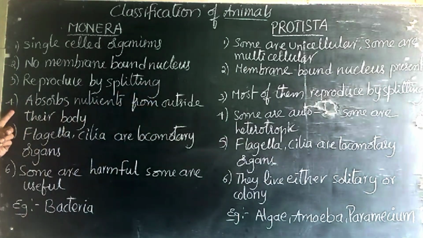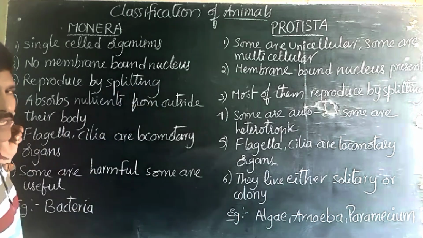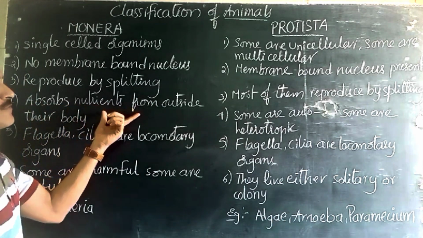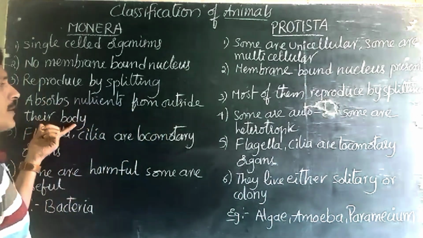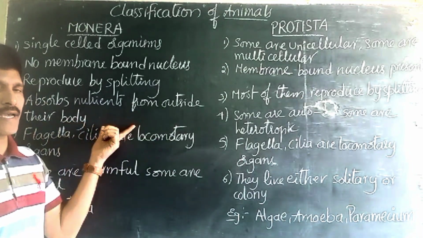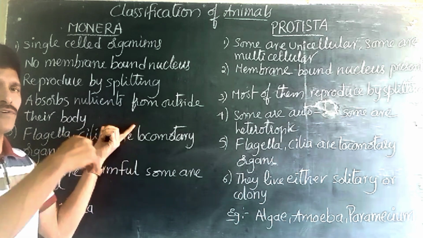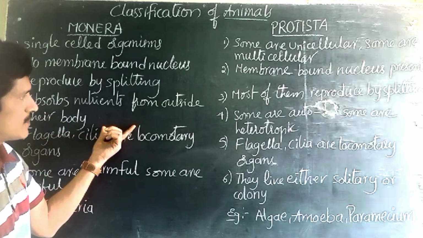Later, how do these organisms get nutrients for their survival? These organisms absorb nutrients from outside their body. They cannot prepare food material by themselves. They obtain food material from other organisms, right?